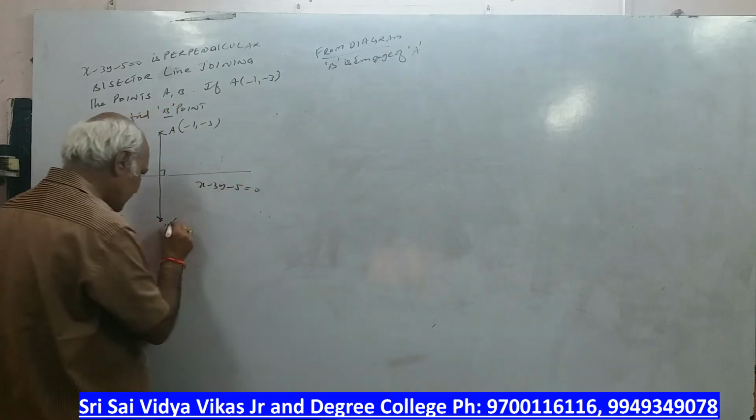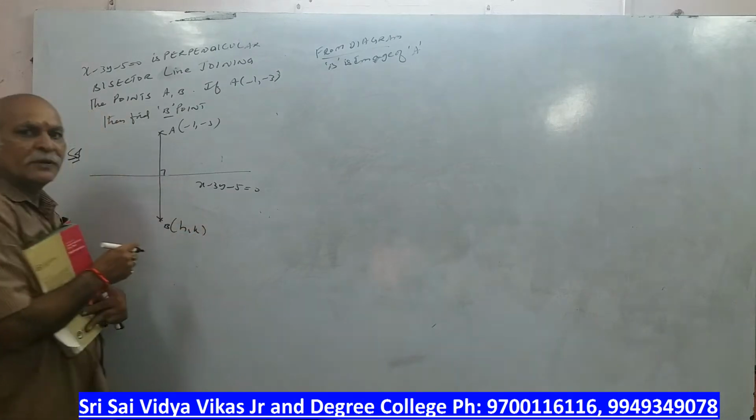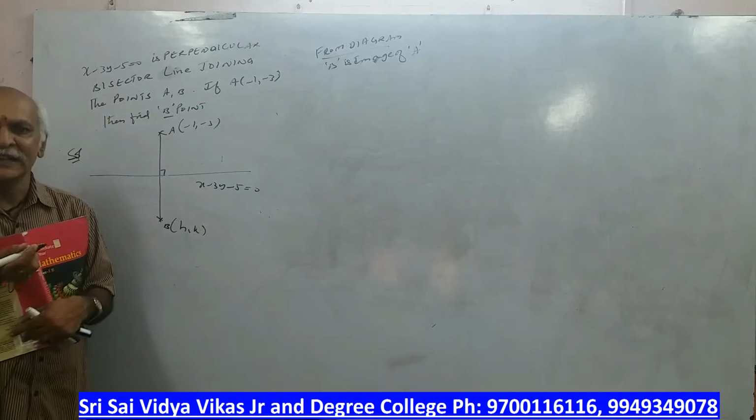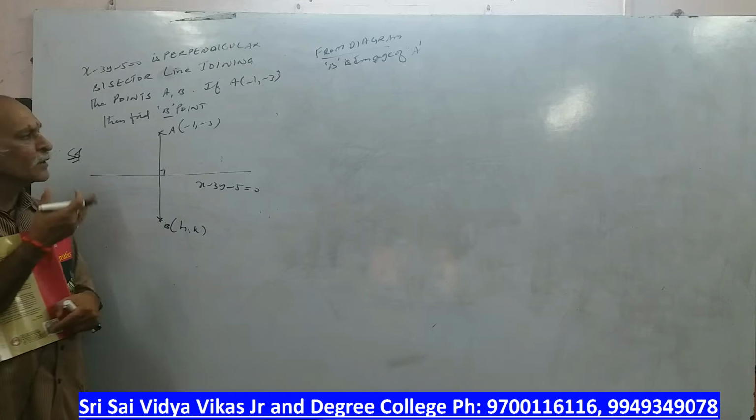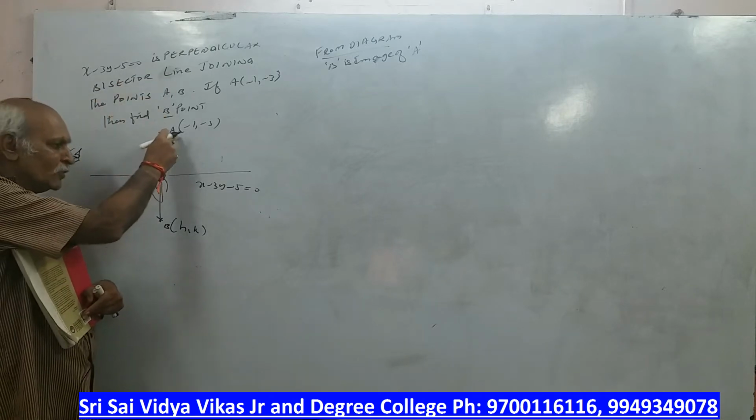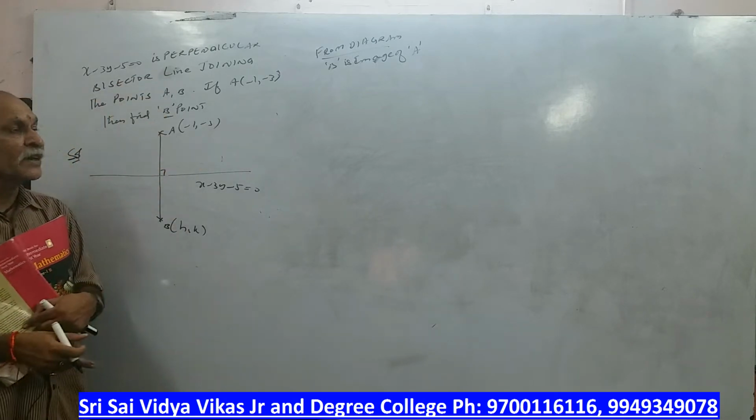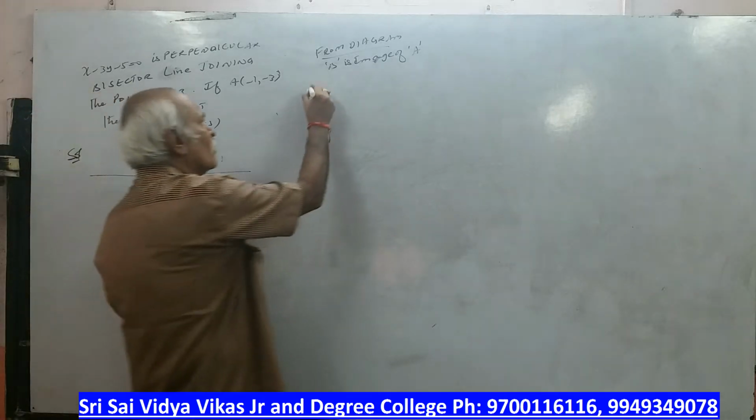So B is the image means what? H comma K. Means indirectly given the problem. So find the image, if he says, we directly start. But here he has made a statement. So we have drawn a diagram. With the diagram we are saying B is the image of A. So what is the formula?